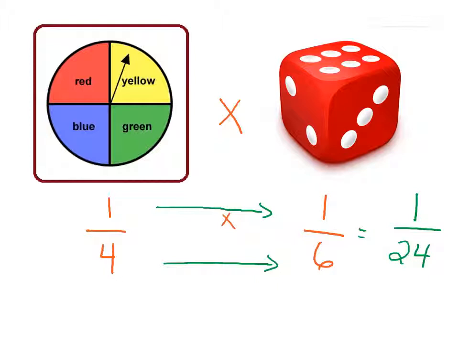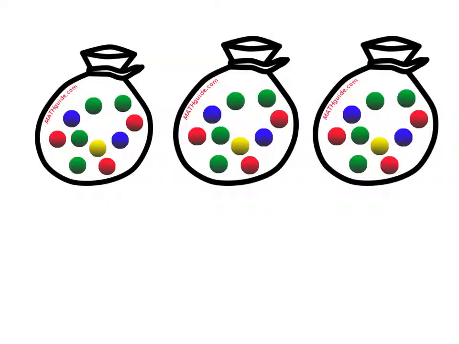So if you did an actual experiment, remember this is just theory. Theoretically, you should get it within 24 tries. But you could do an experiment and roll it 100 times and never get the combination of yellow and 6, because experiment doesn't necessarily match the theory.